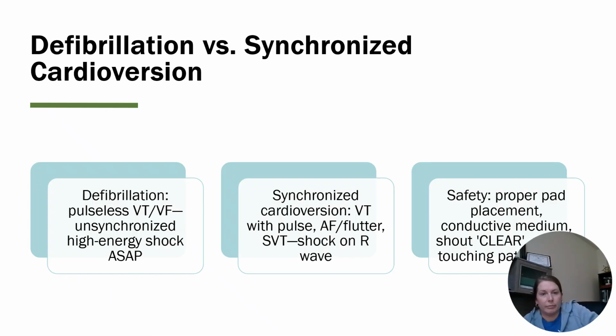Okay, so defibrillation and synchronized cardioversion. What I want you to know is that you are going to defibrillate pulseless VT and VFib. This can be an unsynchronized high energy shock. We want to do this as quickly as possible to get our heart back into a regular rhythm. Our synchronized cardioversion can be for our ventricular tachycardia with a pulse, AFib, A-flutter, or SVT. What I want you to know about the cardioversion is that this is our treatment of choice whenever our patients are symptomatic.